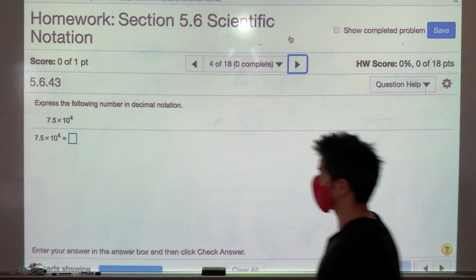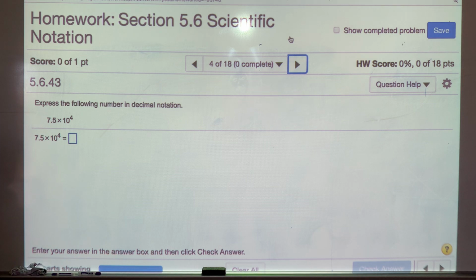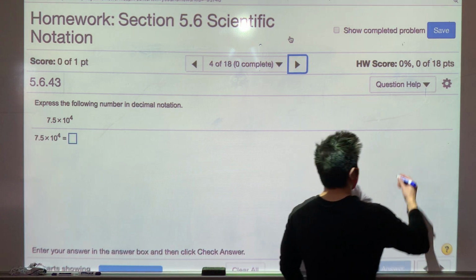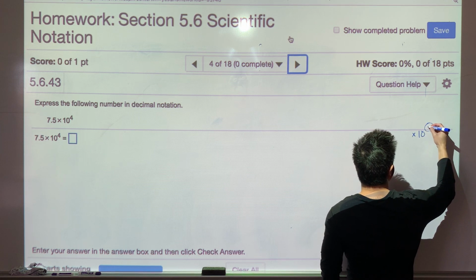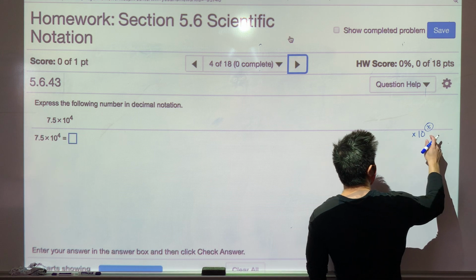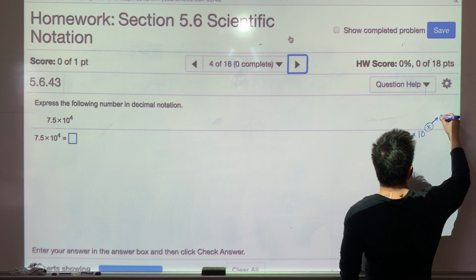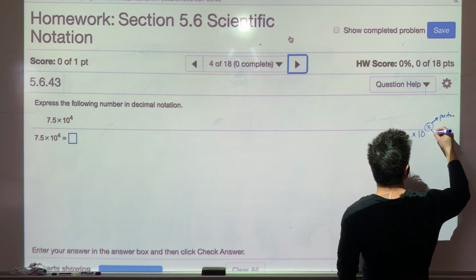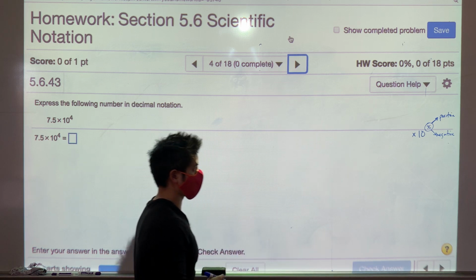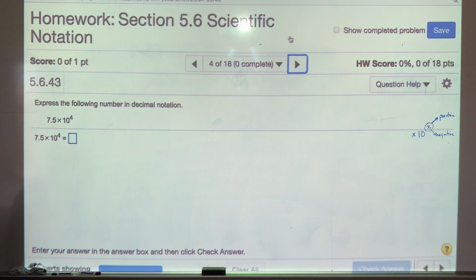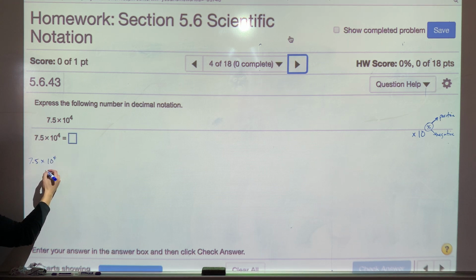Okay, so scientific notation is quite straightforward, and it's really about moving decimal places to the right or to the left. What you want to pay attention to is first this number right here, the exponent up top, and whether it is positive or whether it's negative. We'll talk about what that means for your problem, and you'll see it as we work through it.